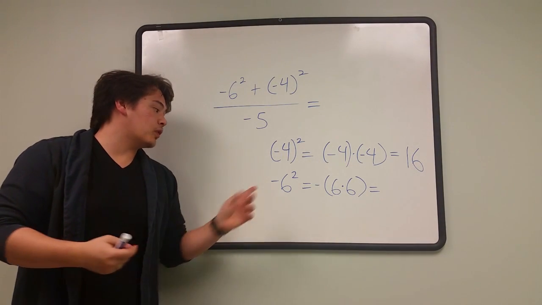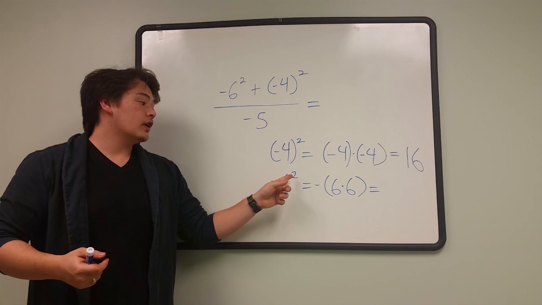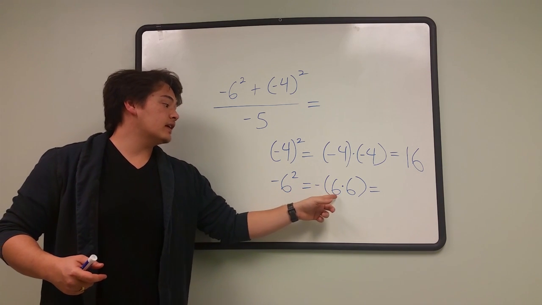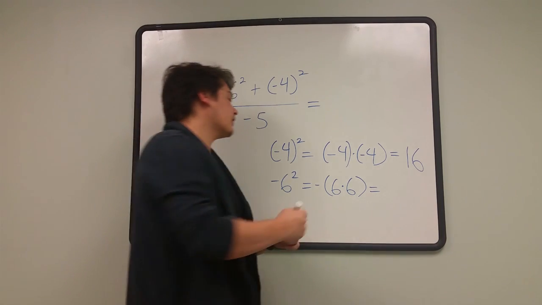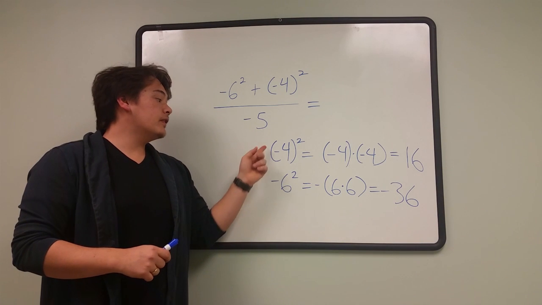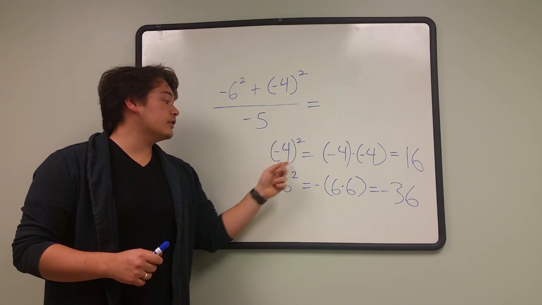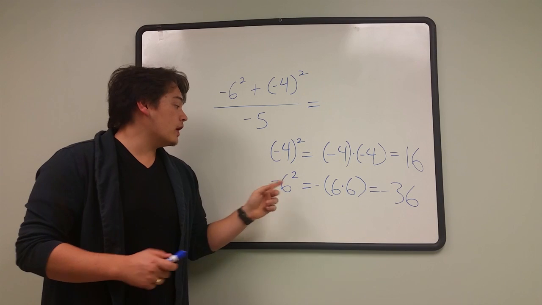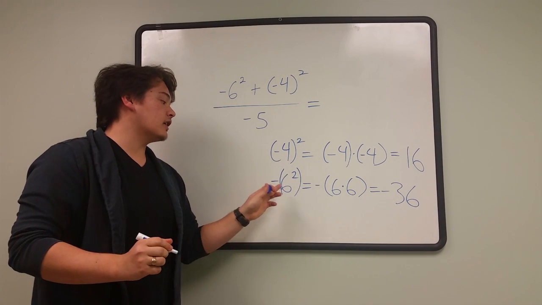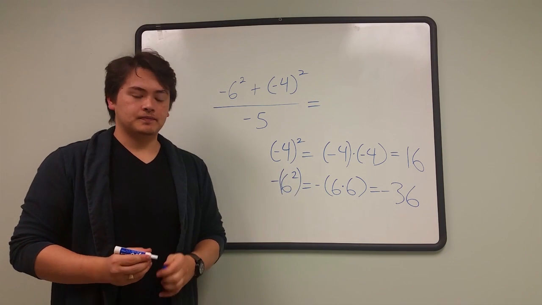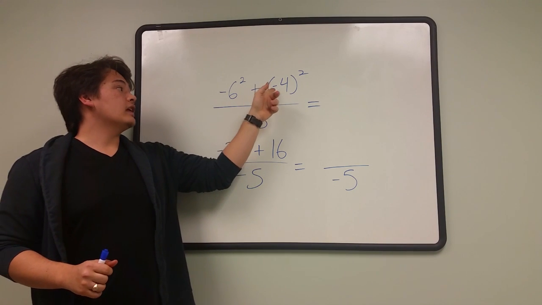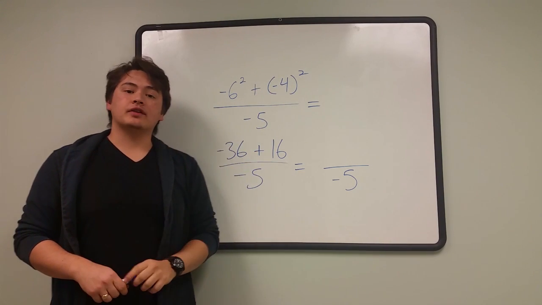Now when we're looking at this one, negative 6 to the second power, I'm going to rewrite it as negative 6 times 6, which in this case is going to be negative 36. So in this case, the parentheses really do matter. Another way of looking at this would be with the parentheses like this, which would be negative 6 squared. So I rewrote negative 6 squared as negative 36 and negative 4 squared as a positive 16.